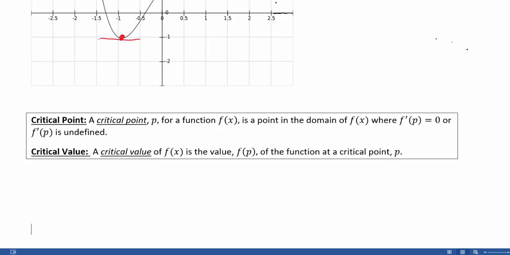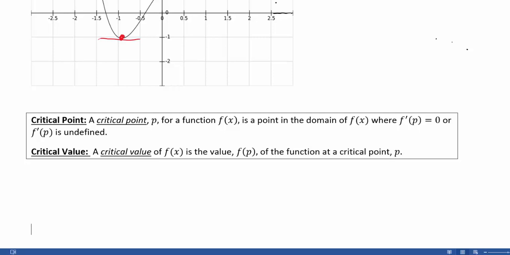A critical value of f of x is the y value that you get from plugging your p back into the original function. So again, f of p is going to be called the critical value. So if you know where your critical point is in terms of x, you can plug it back into the original function, and that will give you the critical value at that point.